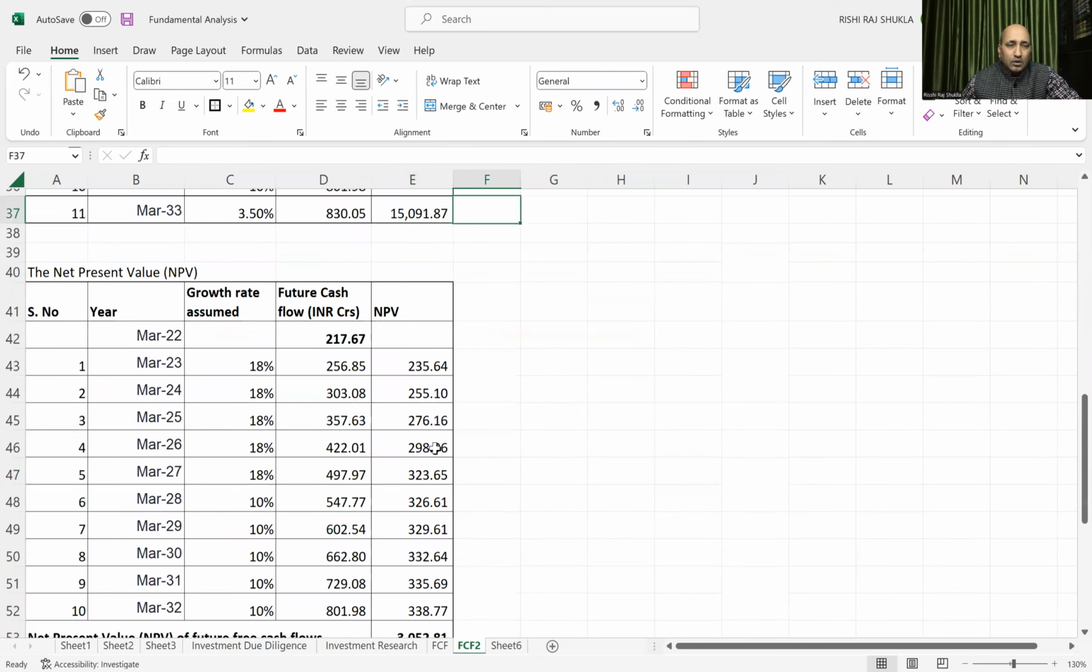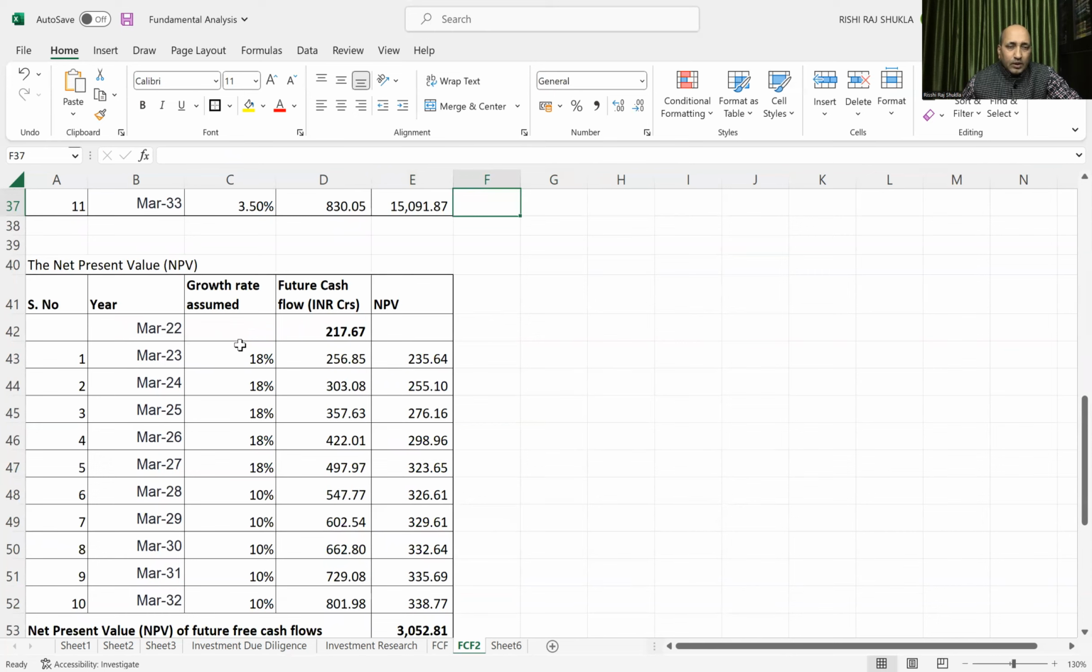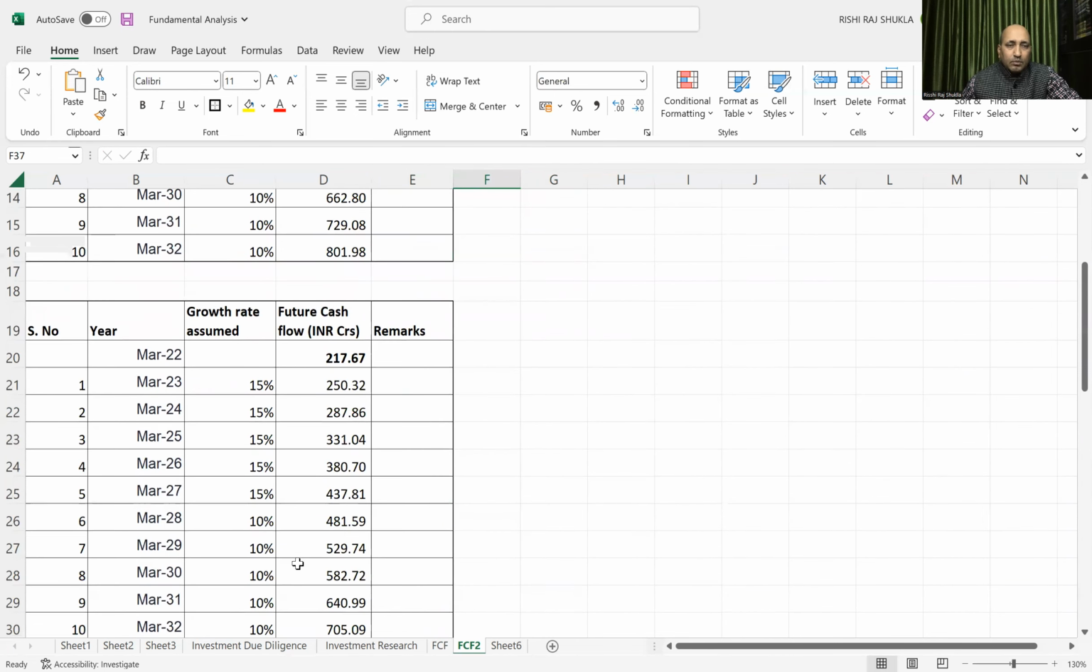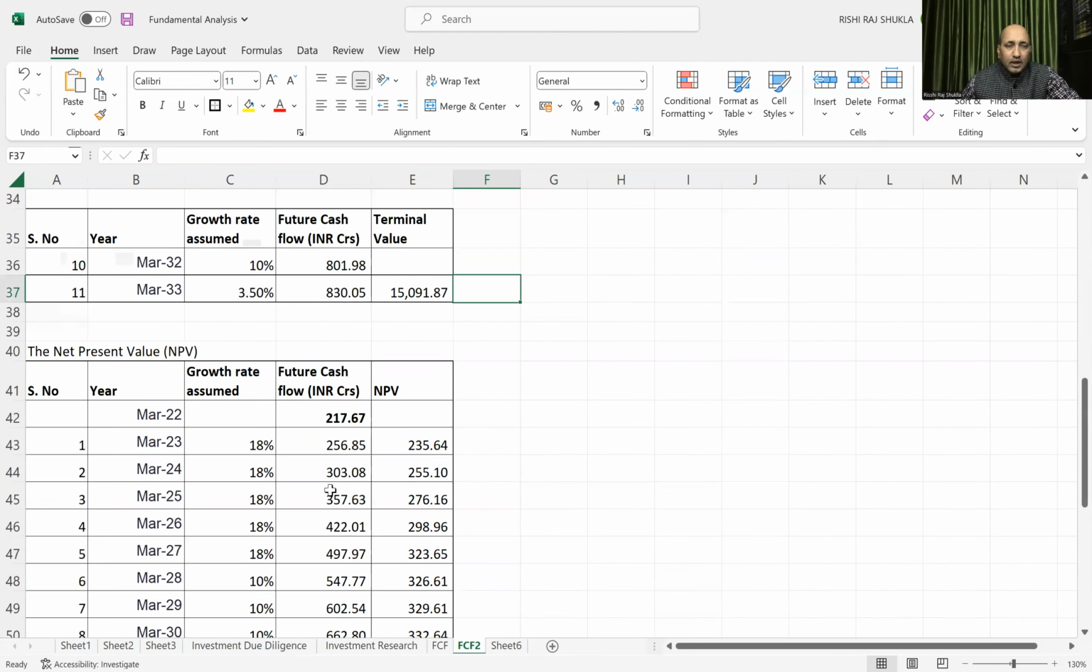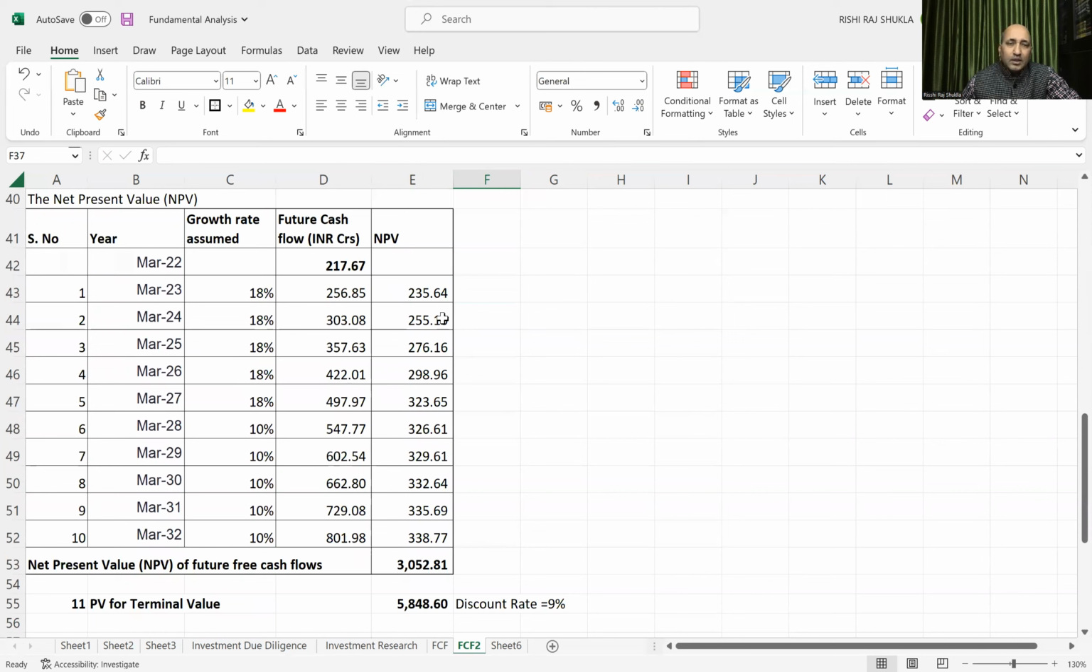So we get terminal value of Amara Raja Battery as 15,091.87 crore. Likewise, we can calculate a terminal value. From there, we will further analyze and then have net present value for all future cash flow. So these are the future cash flow, 18% and 10%. These figures are coming from here only, the same as that, copy pasted here, and added one column for net present value.